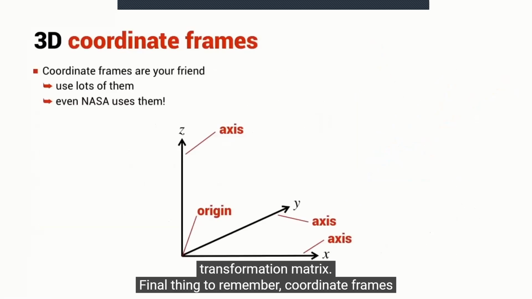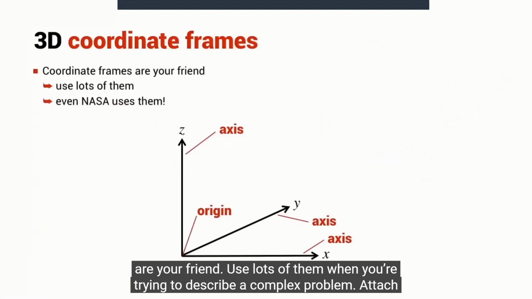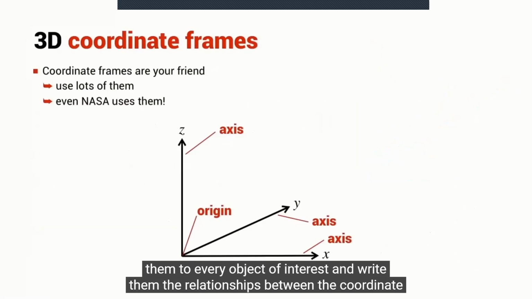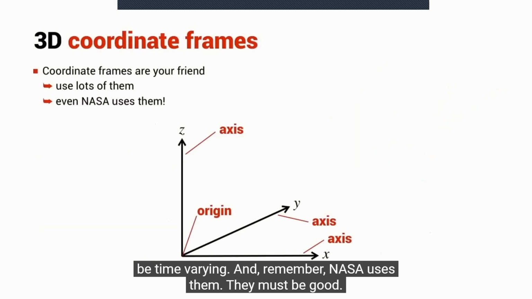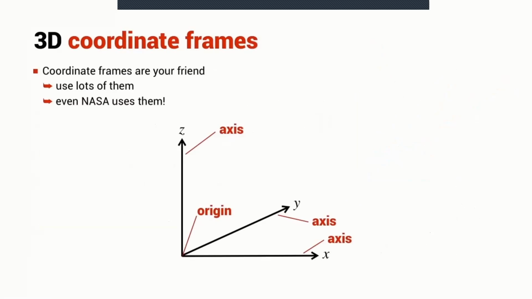Final thing to remember: coordinate frames are your friend. Use lots of them when you're trying to describe a complex problem. Attach them to every object of interest and write down relationships between the coordinate frames. Some of the relationships might be constant, some of those relationships might be time varying. And remember, NASA uses them. They must be good.